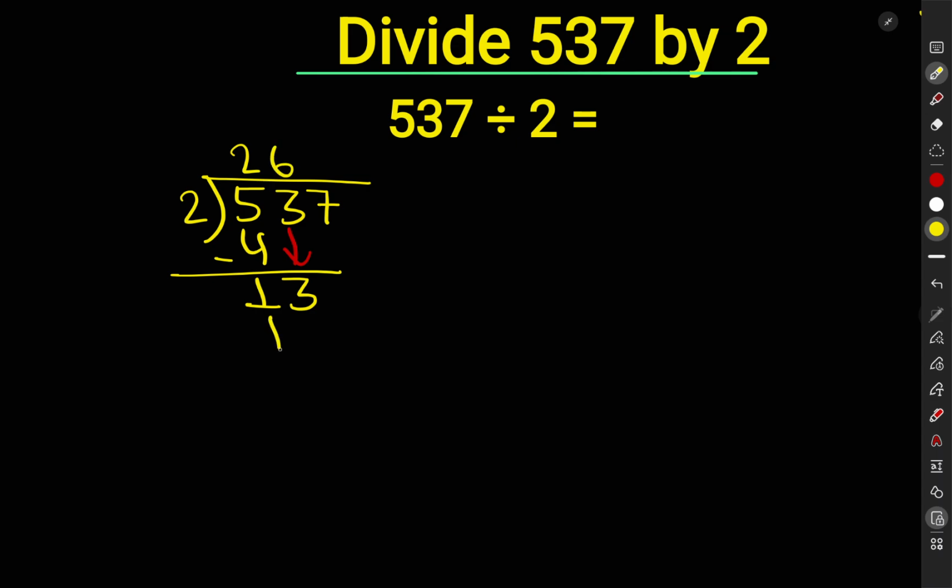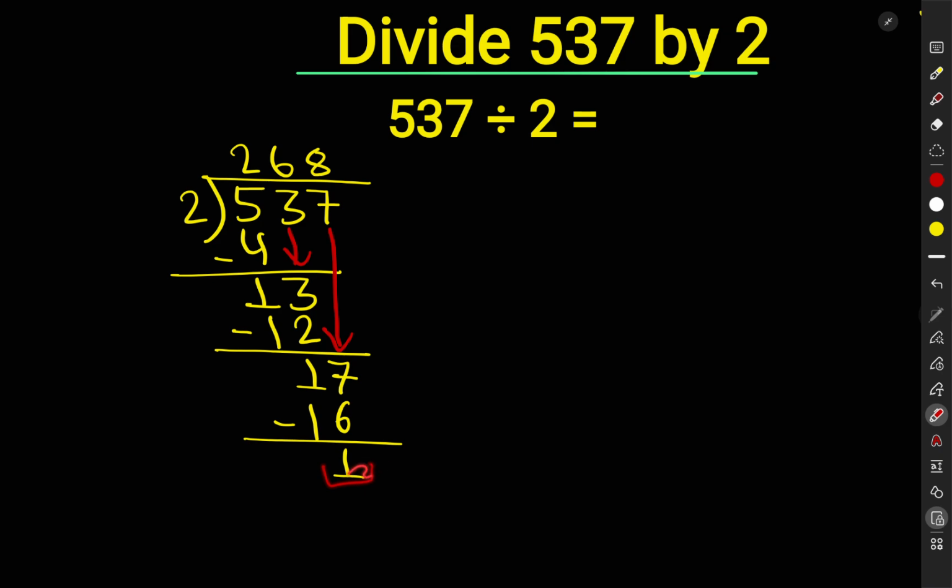2 times 6 is 12. On subtracting we get 1. So now we put down this 7 and it is 17. 2 times 8 is 16. On subtracting we get 1.